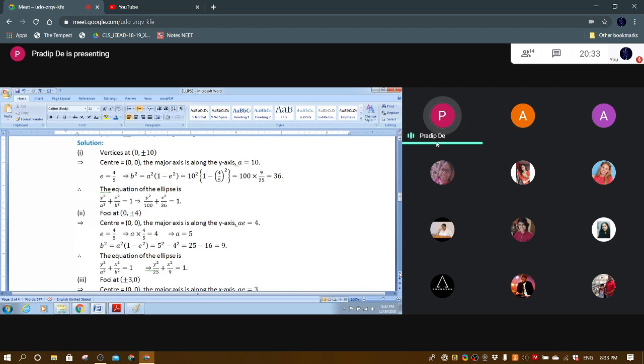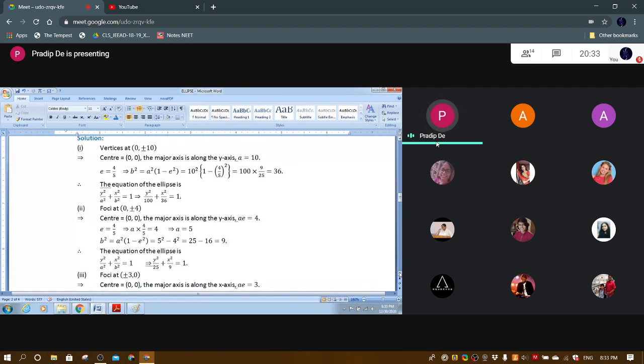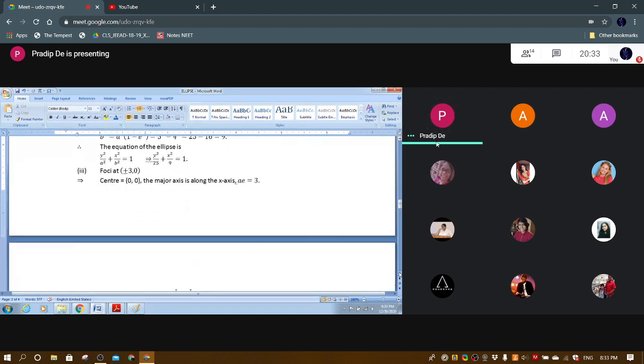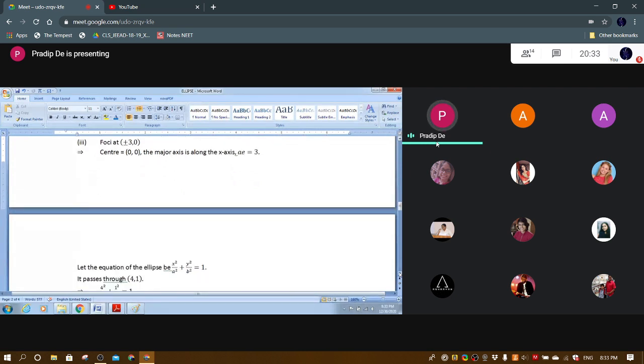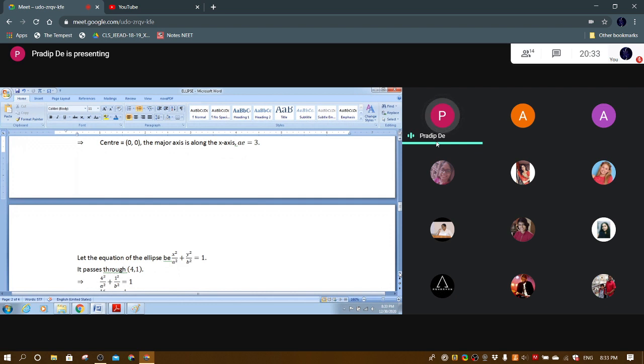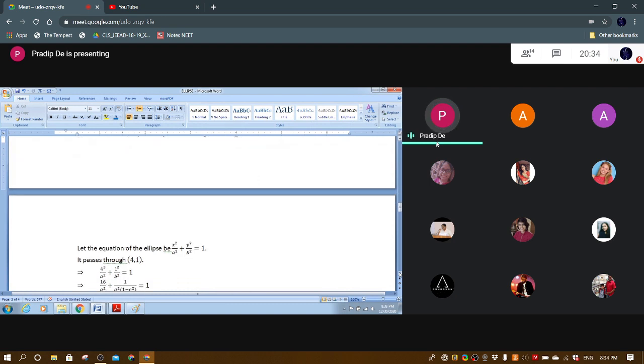We write the equation: X square upon A square plus Y square upon B square equal to 1. Type 1. This ellipse passes through the point 4, 1. So put x equal to 4, y equal to 1, and you get the equation 4 square upon a square plus 1 square upon b square is equal to 1. That is 16 upon a square.